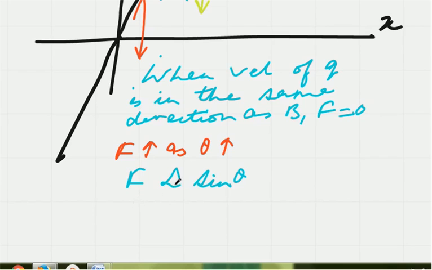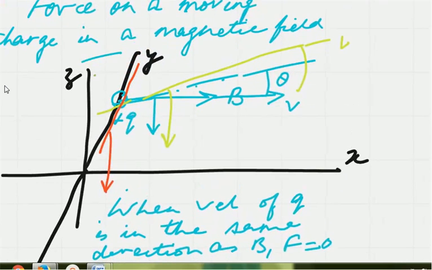Now it is also found that if you keep theta constant and B constant, force will also increase as velocity increases. Similarly, force also increases as B increases. Very simply, as I increase V, keeping theta constant, the force increases. Similarly, as I increase B, keeping theta constant and velocity constant, again force increases.